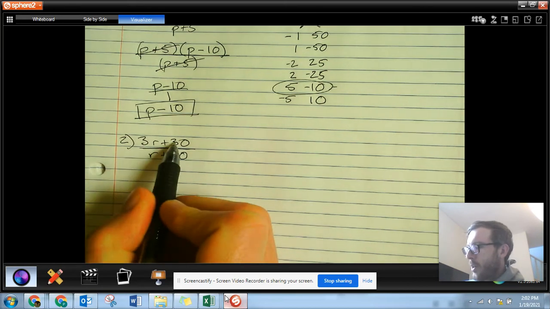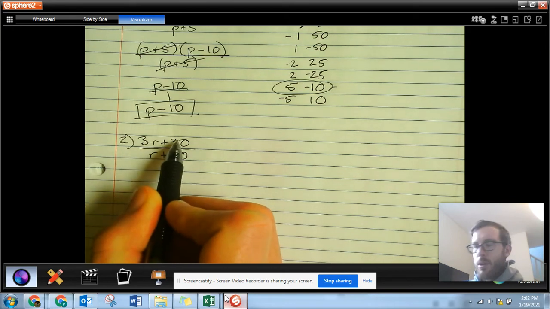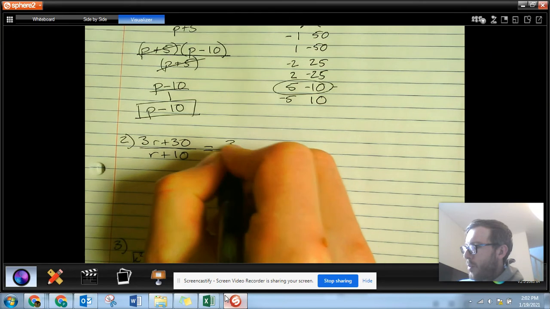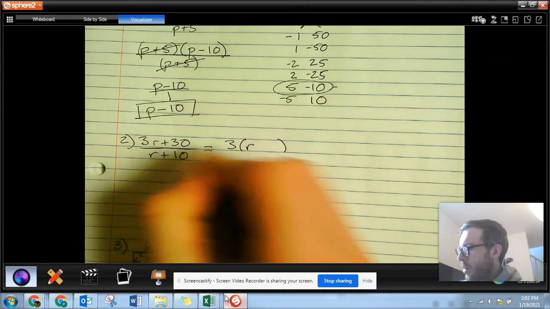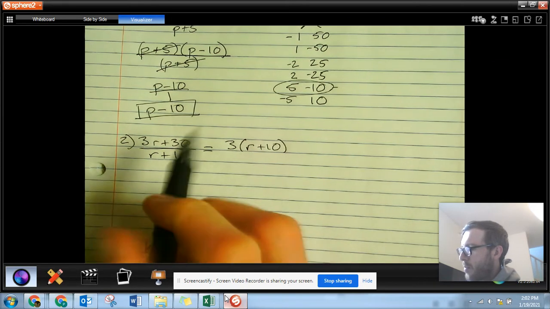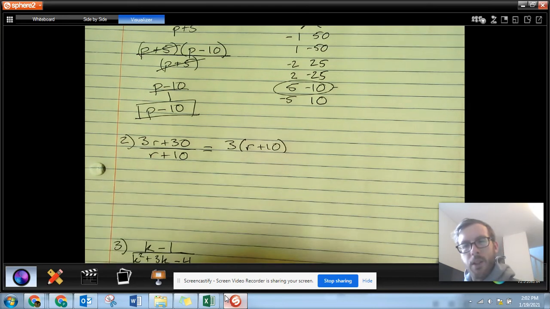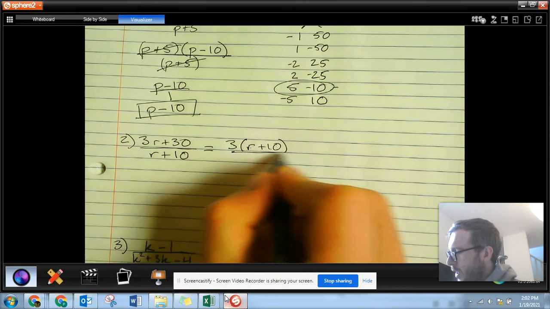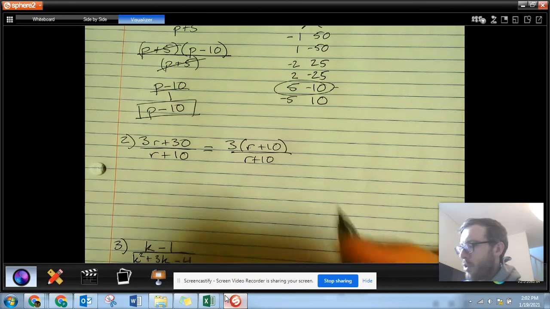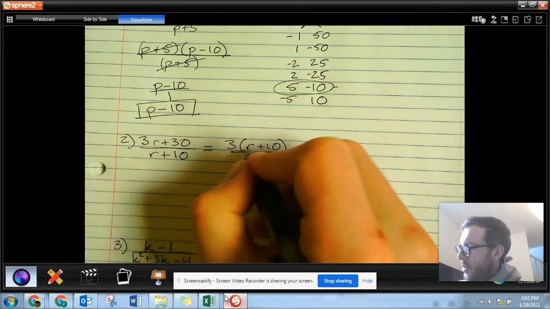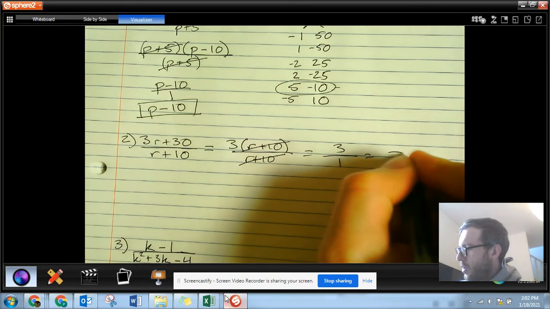But if you look at the numerator here, we can see 3 goes into 3r. 3 also goes into 30. So I'm going to factor out a 3. If I factor out a 3, I'm left with r plus 10. How do I know that? Because 3 times r is 3r, and 3 times 10 is 30, kind of reversing the distributive property here. And again, we have r plus 10 in the denominator. And how about that? We've got the same factor in both the numerator and denominator of this fraction. So once again, I can eliminate that, leaving me with 3 over 1, which is 3.